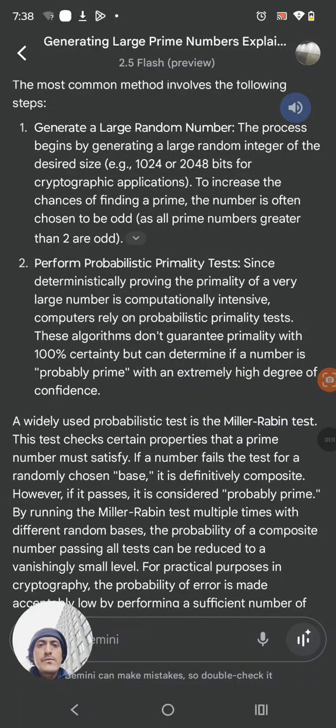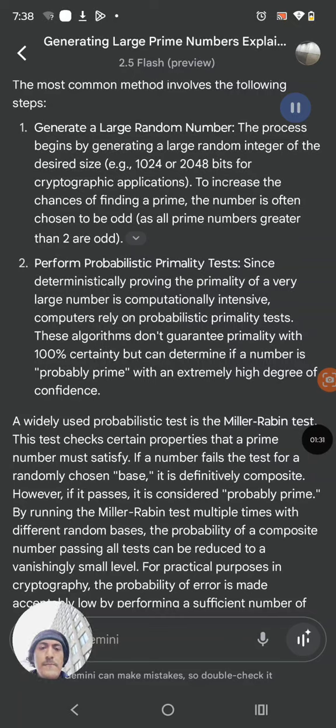So just to point out, 2048 bits would be approximately 650 digits, as a decimal number. So 650 digits. That's pretty huge.